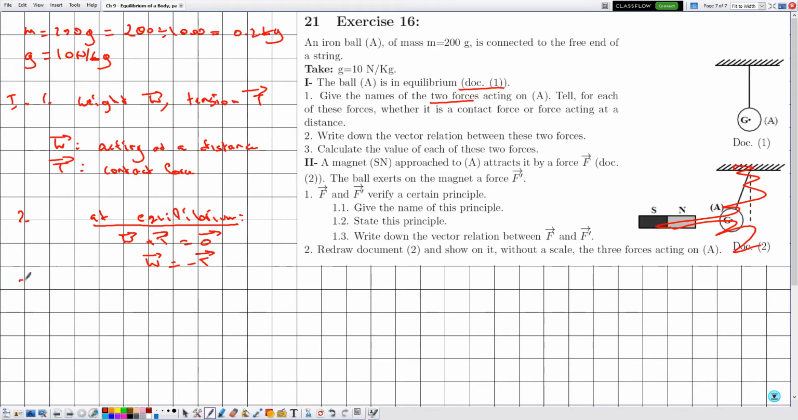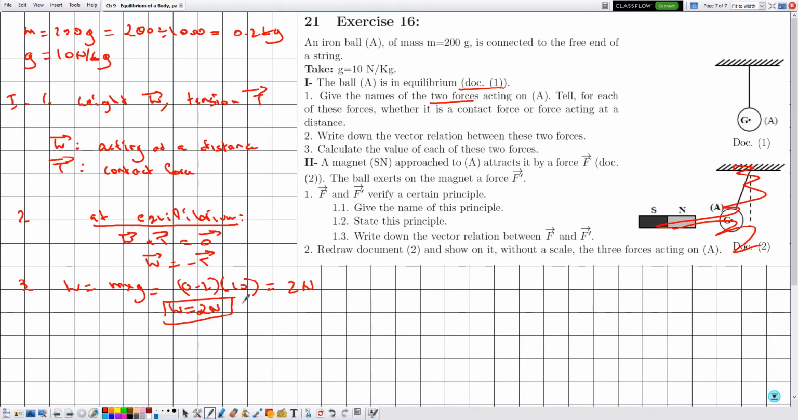Now in number 3, calculate the value of each of these two forces. The weight can be directly calculated by M multiplied by G, which is equal to 0.2 multiplied by 10, which is equal to 2. Everything is expressed in the SI, so the value of W will be in the SI, which is in newtons. Then the weight is equal to 2 newtons.